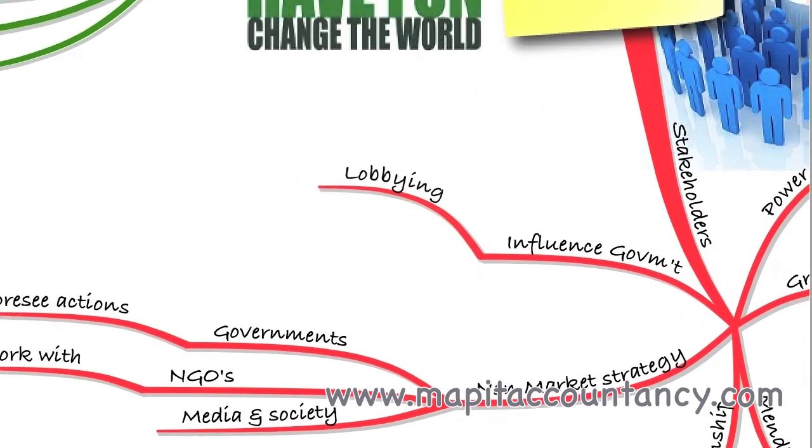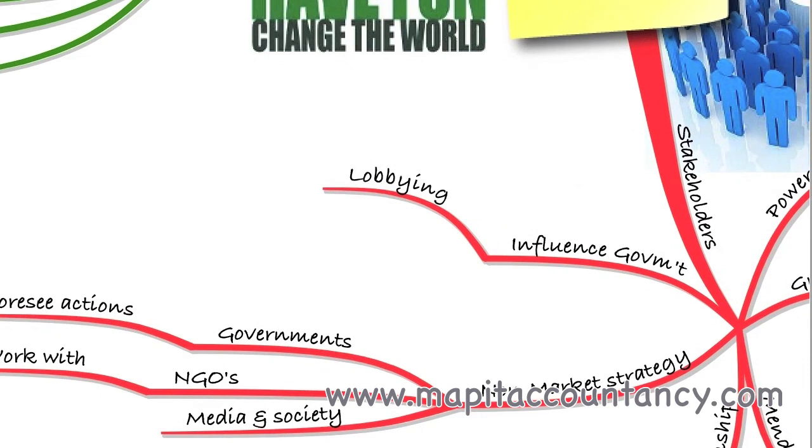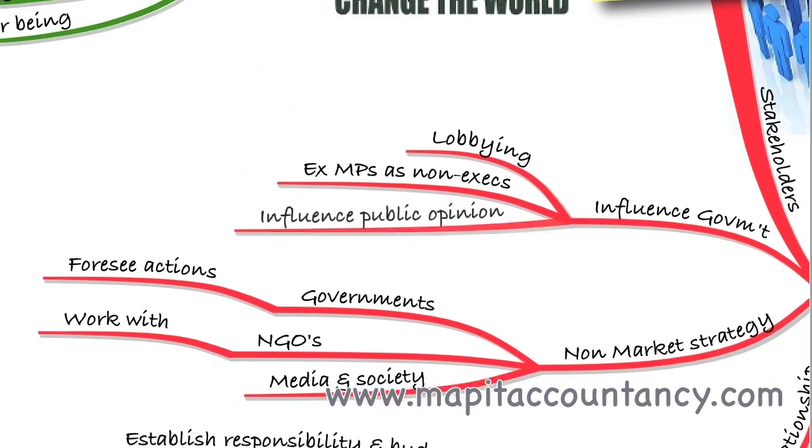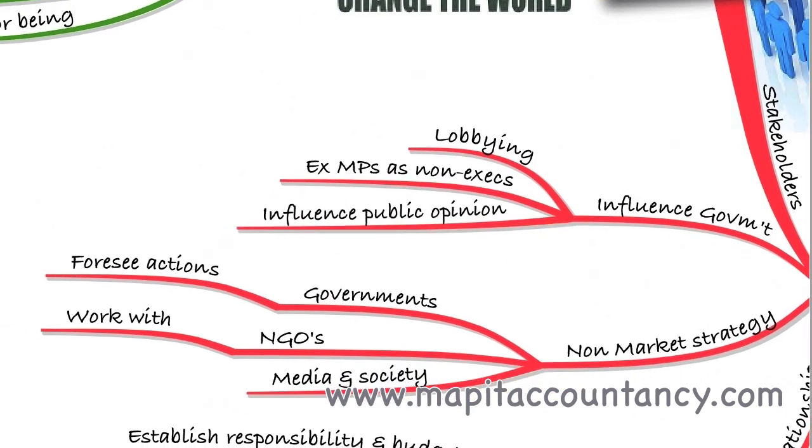There is such a thing as lobbying, so large businesses will often lobby the government for things that they want or require. So they'll try to influence the government and the decisions that government will make, either by providing them with information that sheds light on an area that the government may not understand, or simply by putting pressure on them over an area that they don't want to come into force. To ensure this, they may well have ex-MPs, ex-members of parliament, as non-executive directors, and that may well enable them to influence public opinion.